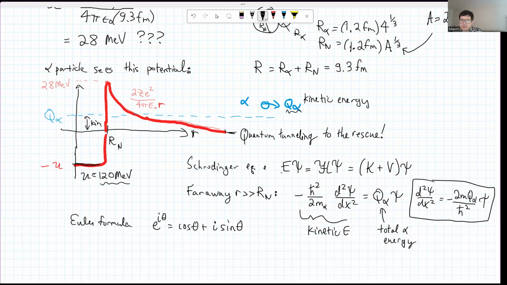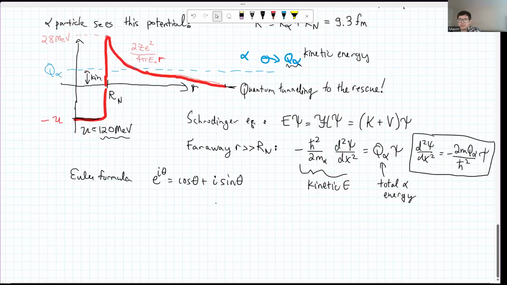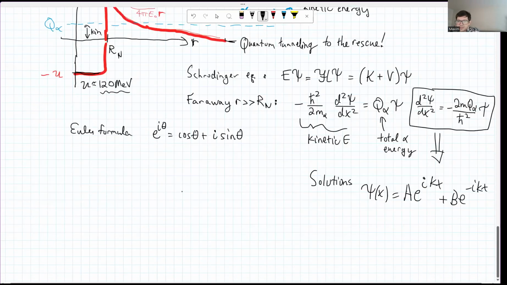So the solutions to this differential equation are sines and cosines, but equivalently, we can write them as what are called plane waves. The solutions are plane waves. There's a constant, and it's e to the i kx, and another constant, e to the minus i kx. And these kinds of solutions are called plane wave solutions. They correspond to waves.